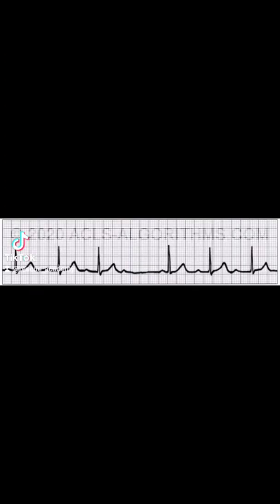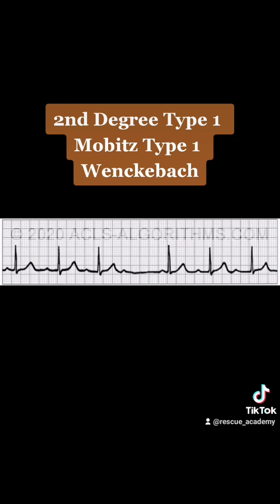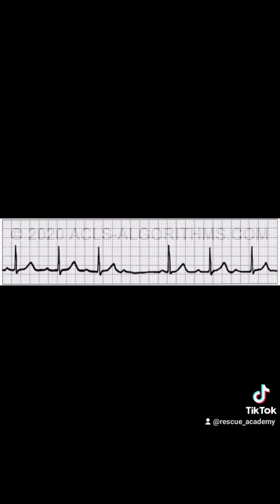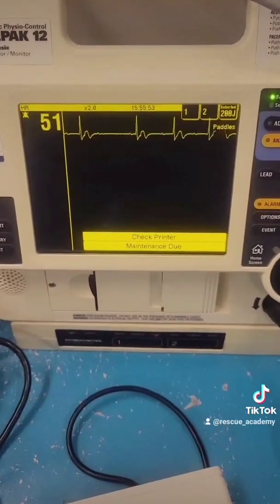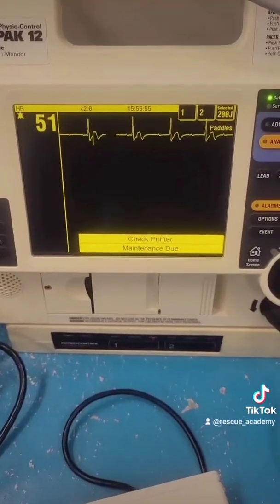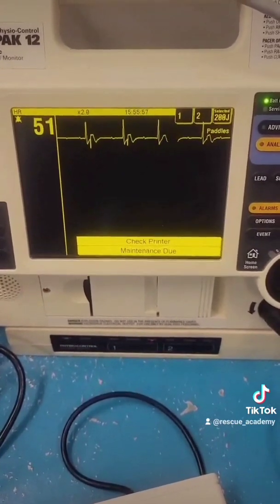So let's go ahead and take a look at second degree type 1. If you notice, there's a QRS complex that's missing. Whenever you see a missing beat like this, you always have to think that this could potentially be a second degree block. Now with second degree type 1, you will notice that there is a different length in the PRI. Alright, we call this going, going, gone. It keeps increasing in length or duration.